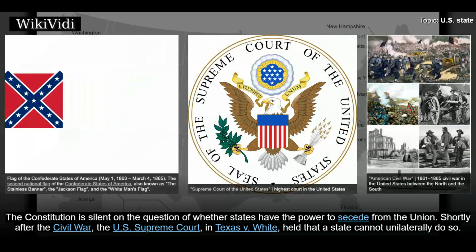The Constitution is silent on the question of whether states have the power to secede from the Union. Shortly after the Civil War, the U.S. Supreme Court, in Texas v. White, held that a state cannot unilaterally do so.